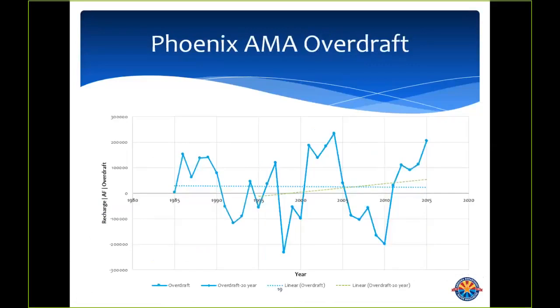And again, the trend lines here show a slightly different picture than they do for Prescott, with the 20-year trend line showing increasing overdraft for this AMA. And that's, again, the green trend line here. But again, the trend lines are different depending on what your frame of reference is.